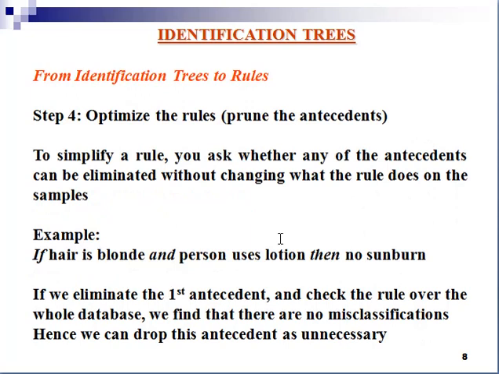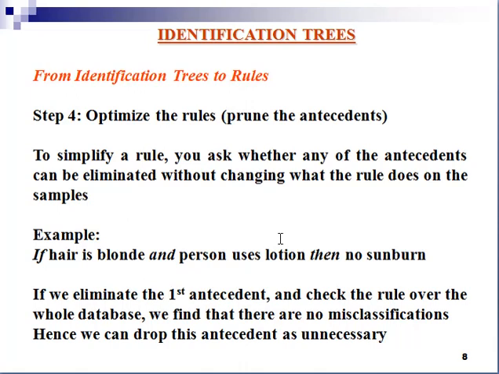So now once we have created the trees and then we have created the rules from those trees, the next step is to optimize the rules. And in rule optimization, the target is to prune the antecedents. So it means that to simplify a rule, you ask whether any of the antecedents can be eliminated without changing what the rule does on the samples. So if there is no major impact when we remove an antecedent, then we can simplify that rule.